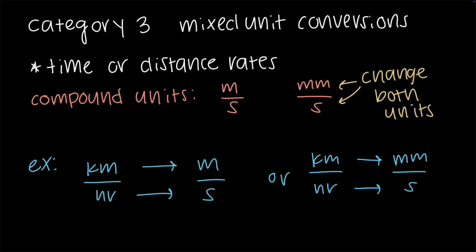In the next category, we have mixed unit conversions with time or distance rates. These involve converting compound units like meters per second or millimeters per second, where you change both the numerator and denominator units. For example, kilometers per hour could be changed to meters per second, or kilometers per hour could be changed to millimeters per second.